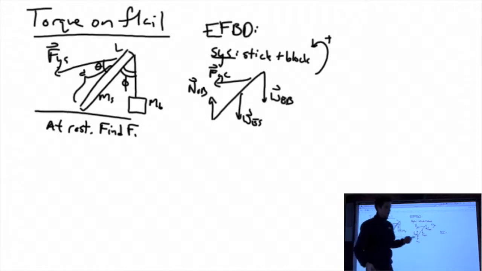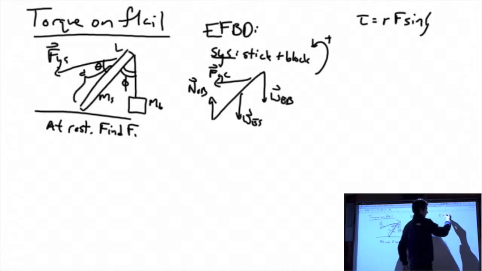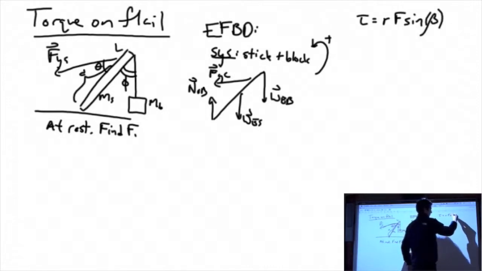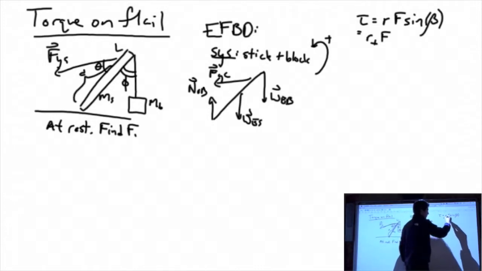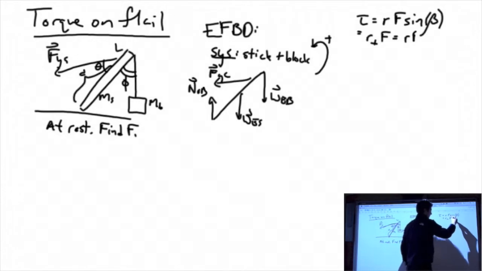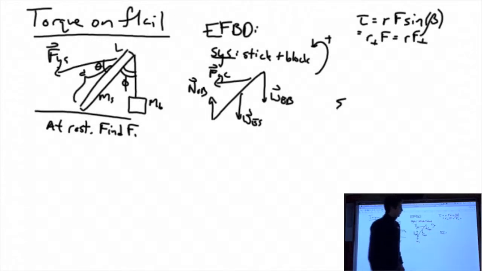We remember a couple of general ways to think about torques. We can think of it as r F sine beta, where beta is the angle between them. That's also r perpendicular times F, or F perpendicular times r. And these are all for magnitudes. If we wanted to find the vector, we would take a cross product.